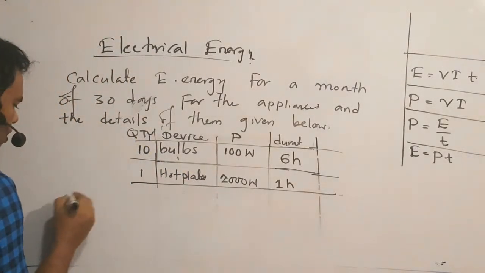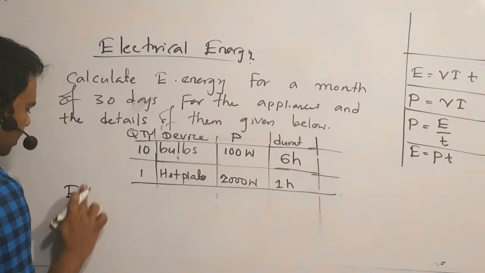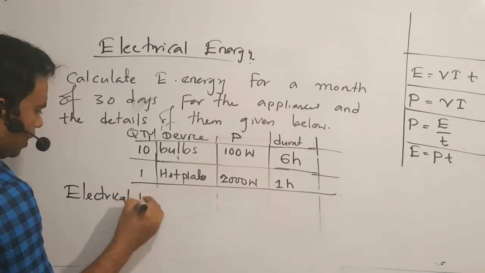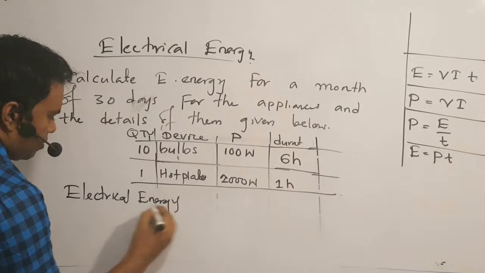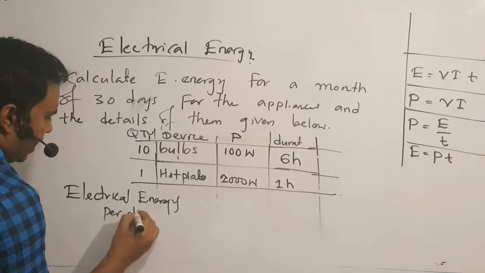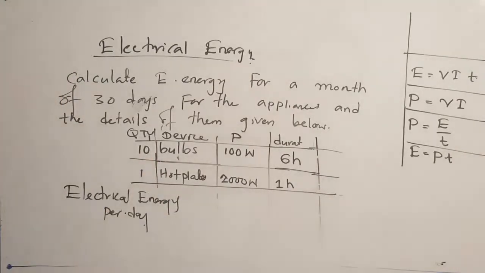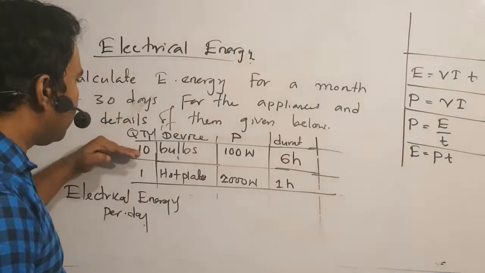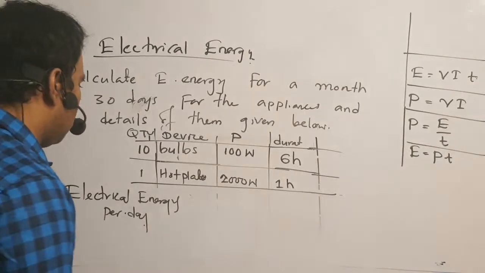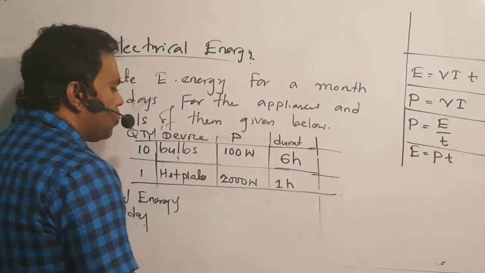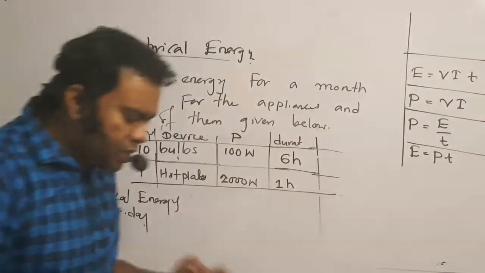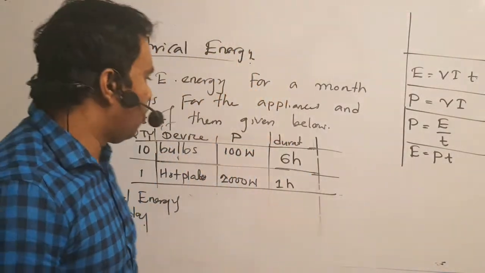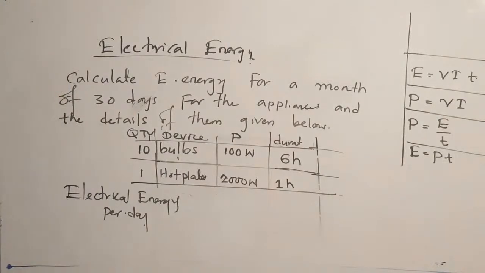Now, electrical energy consumption per day. Let's look at the electricity consumption per day: 10 bulbs of 100 watts. We are going to calculate this electrical consumption in kilowatt hours, not watt seconds. So that's by kilowatt hours.